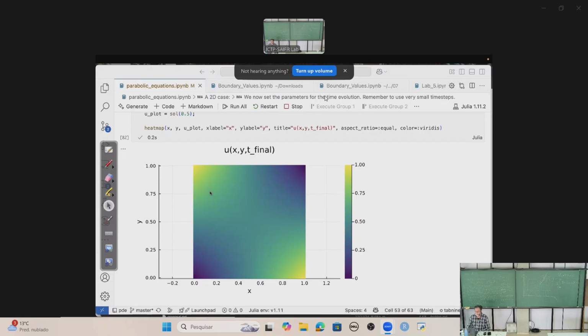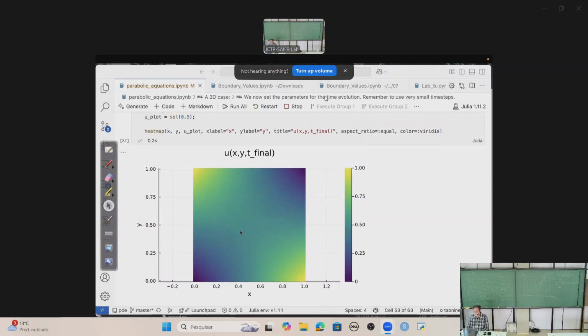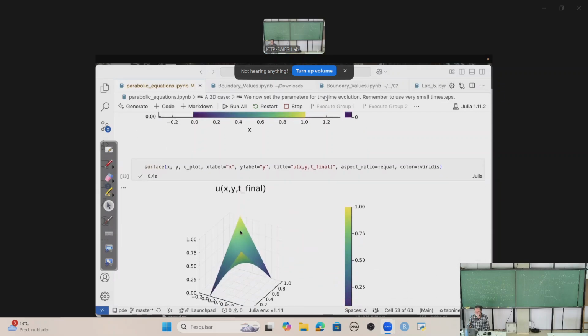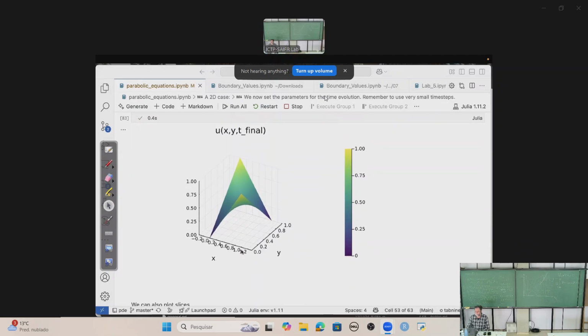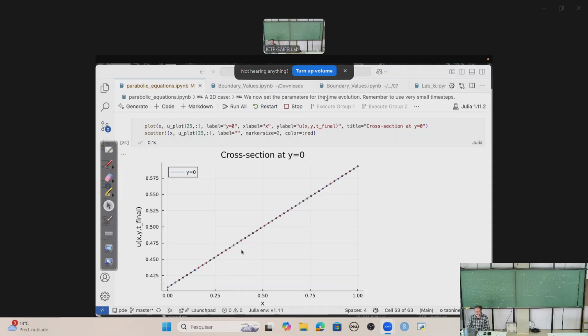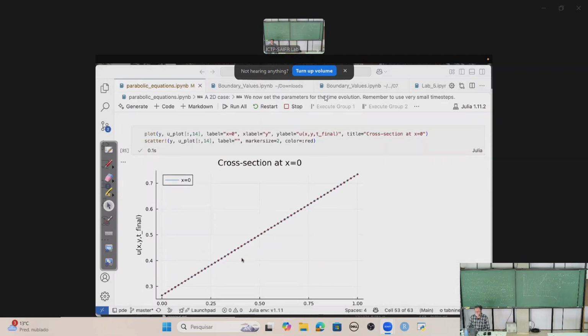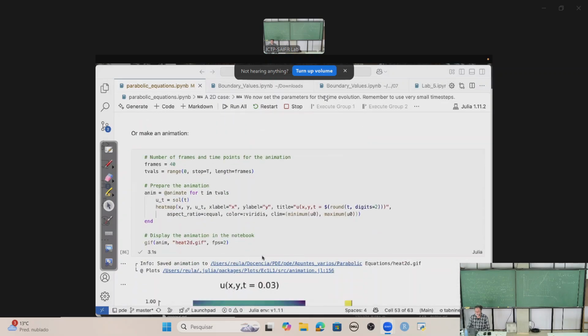So you see the solution, the final one, where it is one here, and it's this solution that has an x and a y constant, x times y. So you can look at the solution also in this way, and I put some cross sections of the middle, how it goes from one side to the other, in both directions, and we can make an animation of it.